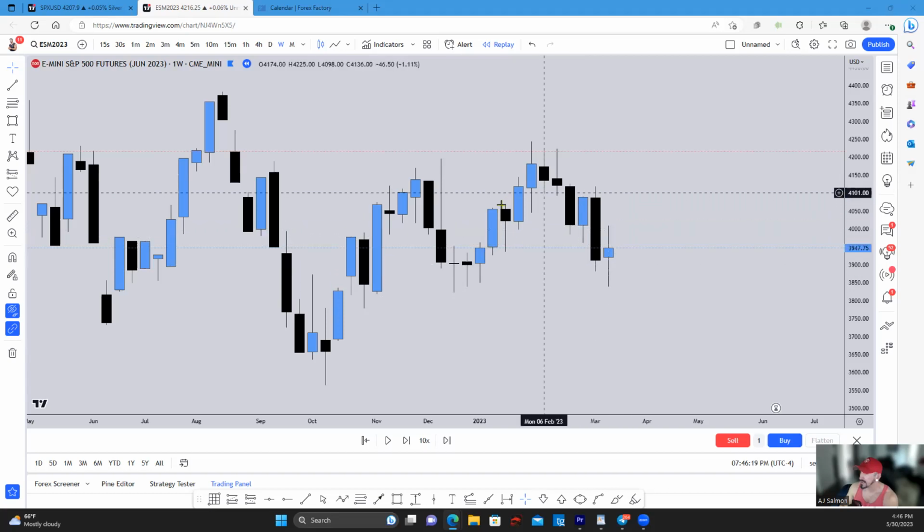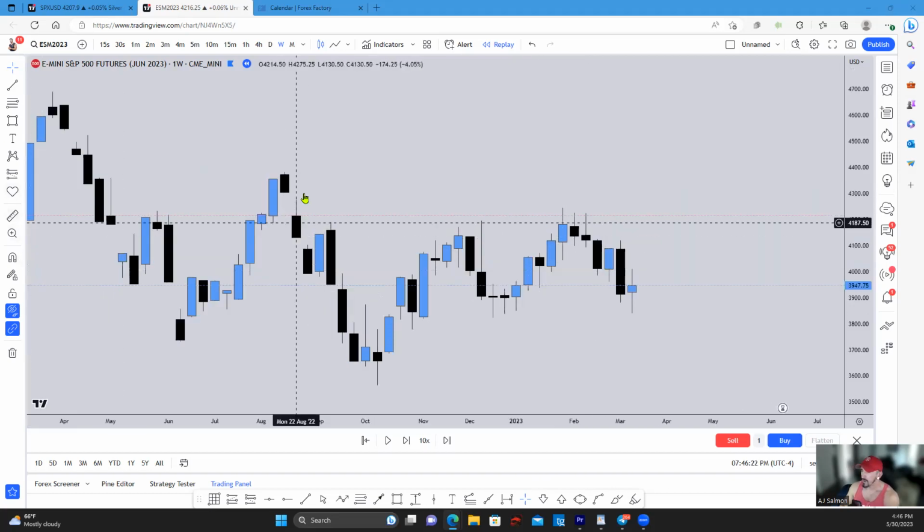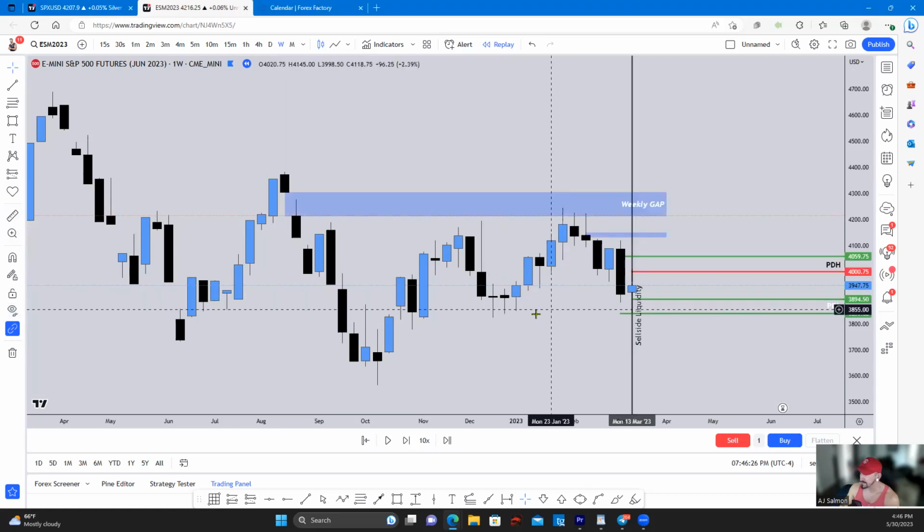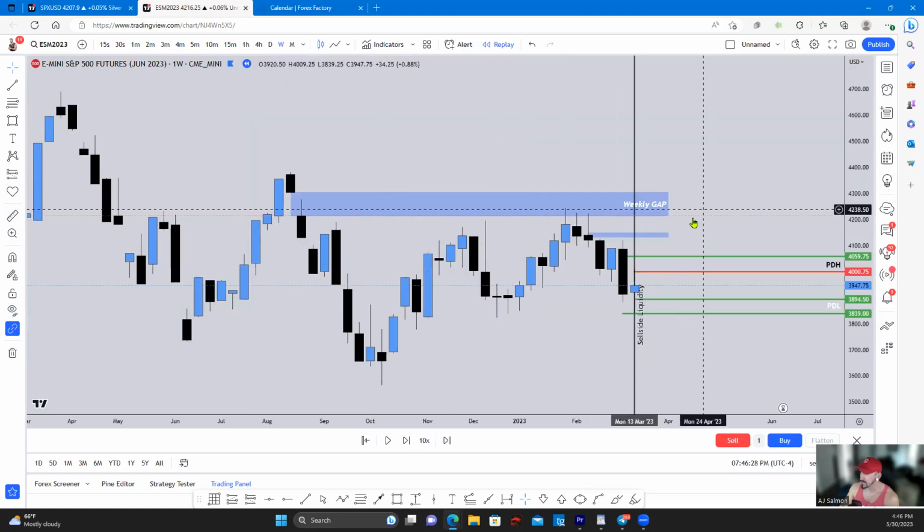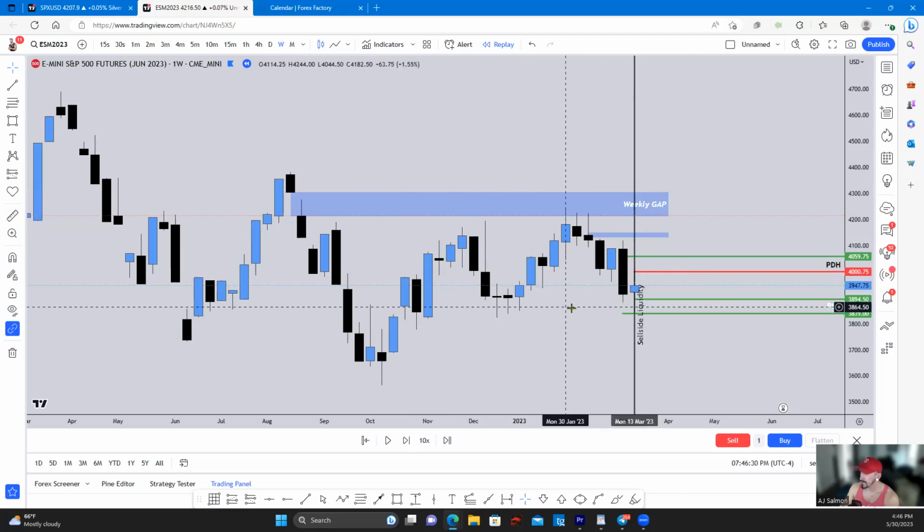So we unhide, excuse me, uncheck these. You can see here we have this weekly gap. And then we also have some lows here. Then we drop down to the daily.